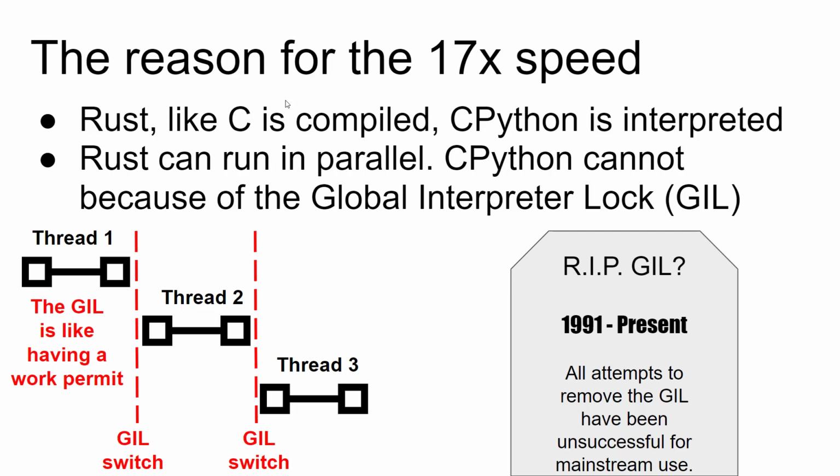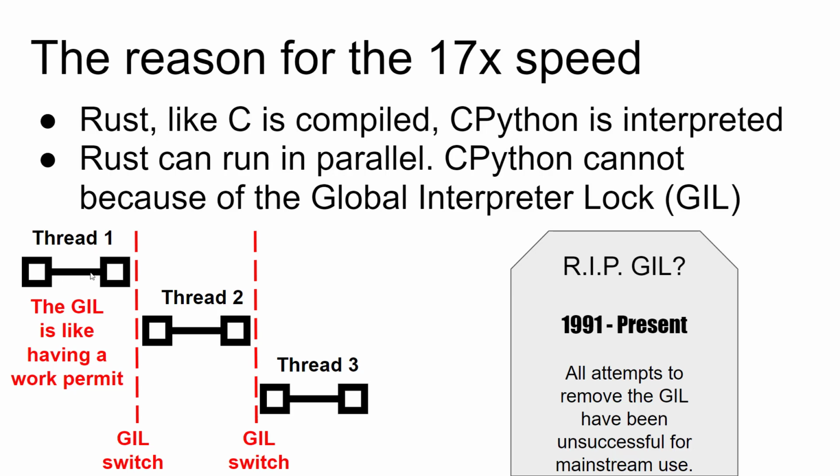And Rust, also like C, can run in parallel while the CPython cannot. And the reason it can't is because of something known as the global interpreter lock, or the GIL. And the GIL, one can think of as having a work permit. So in CPython, you can have multiple threads running, but the threads run one at a time.